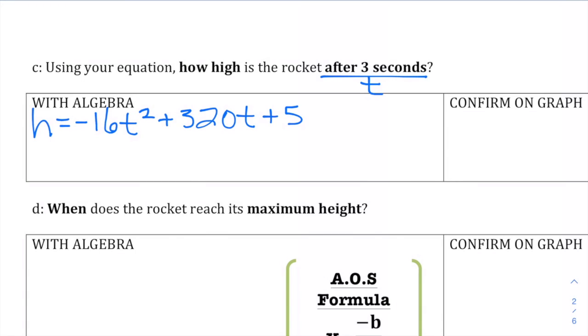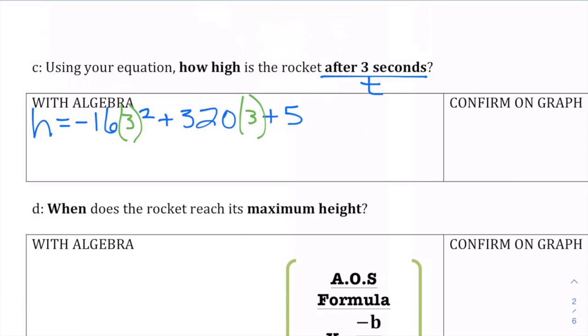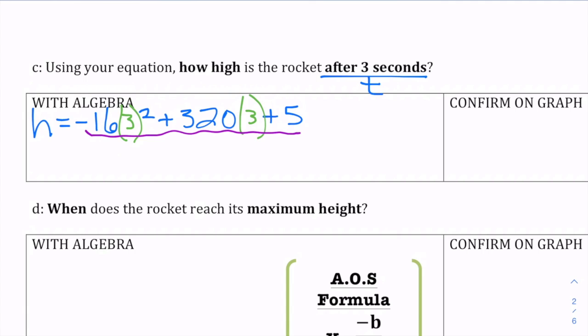And then I'm just going to replace those t's with parentheses 3. And at this point, you could put this expression right here into a regular scientific calculator. If you put this expression right into Google, it should calculate it for you. Let's try that. So we get 821.